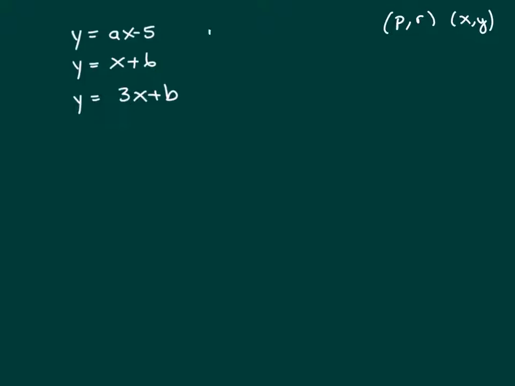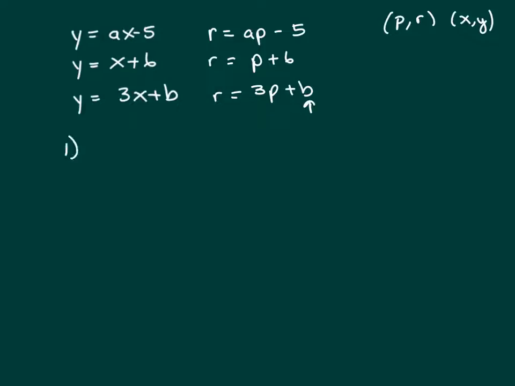So this first one would be R equals AP minus 5. And then Y is R equals X, which is P plus 6. And then R equals 3P plus B. We're trying to find this B right here.